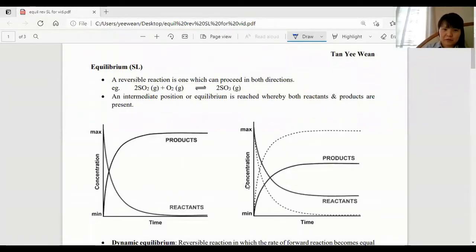This video is for the revision of equilibria SL. This chapter is going to cover reversible reactions. What is a reversible reaction? It is one that can proceed both ways, both directions.